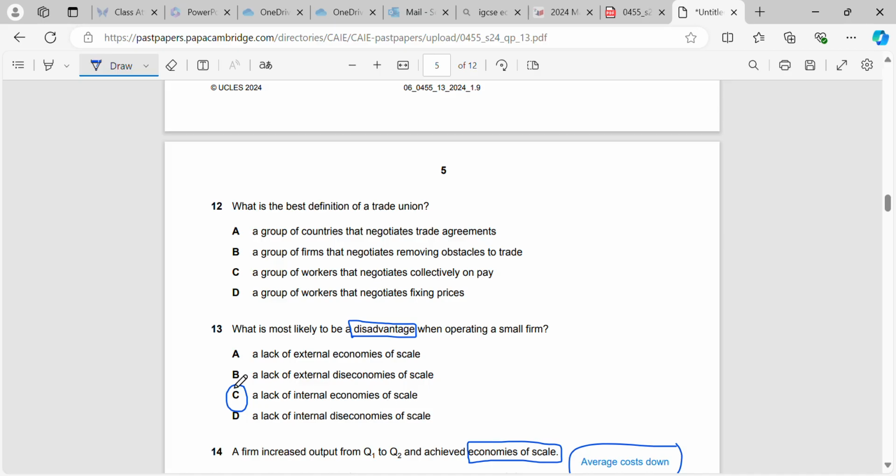As a disadvantage, diseconomies of scale here, or a lack of external economies of scale. If we have a lack of diseconomies of scale, that's actually an advantage, because that's a lack of our average costs going up. Internal economies of scale is concerned with how the business can control or benefit from their average costs going down. And economies of scale only happens when a business can expand or get big, so by definition a small firm is unlikely to have them.